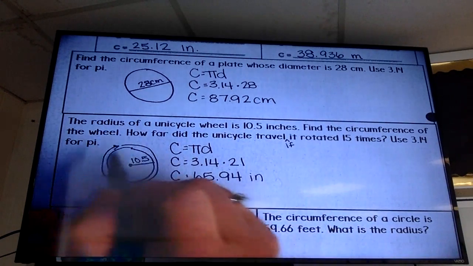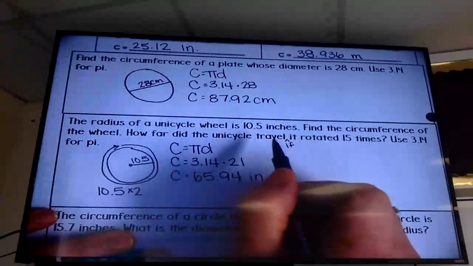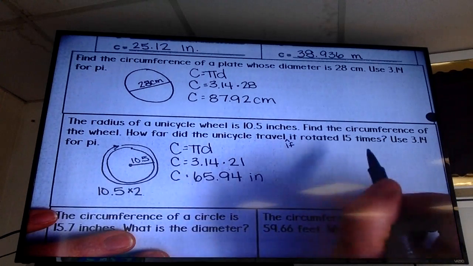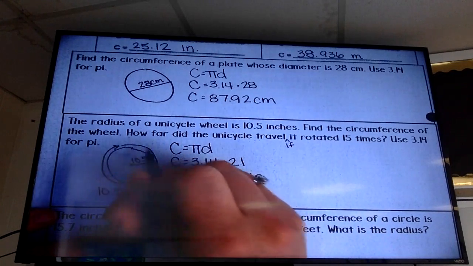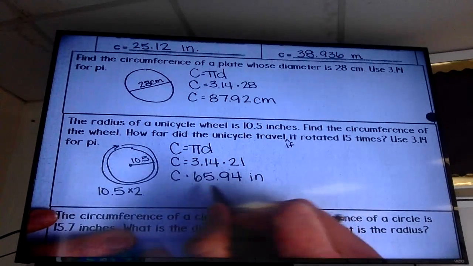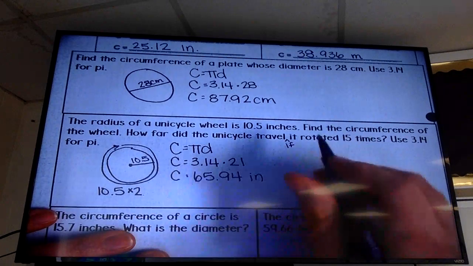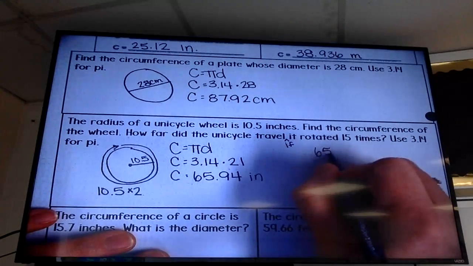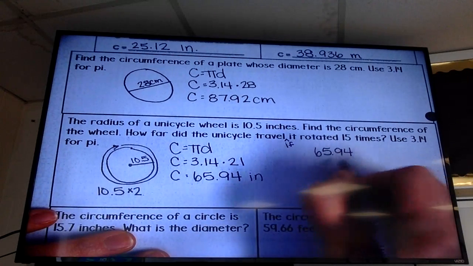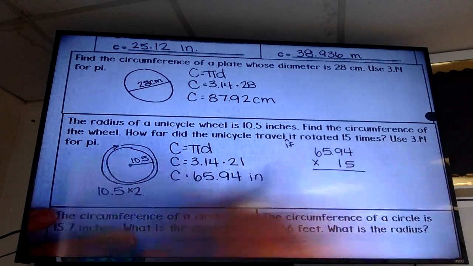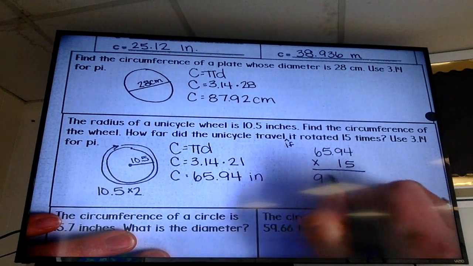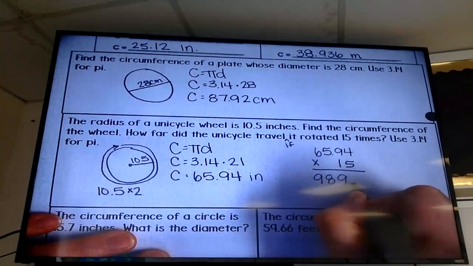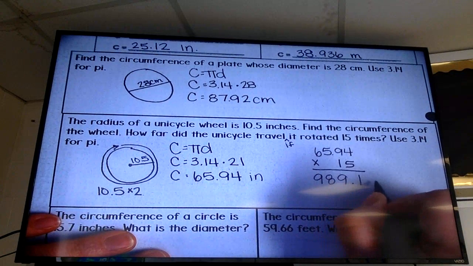Find the circumference. Now there's a second question. How far did the unicycle travel if it rotated 15 times? So every time the wheel goes around, I know it goes 65 and 94/100 inches. I'm going to say 65 and 94/100 times 15. I find out that it's going to travel 989 and 1/10 inches.